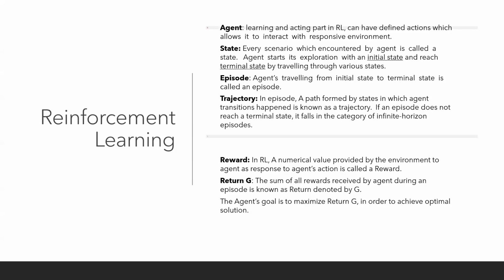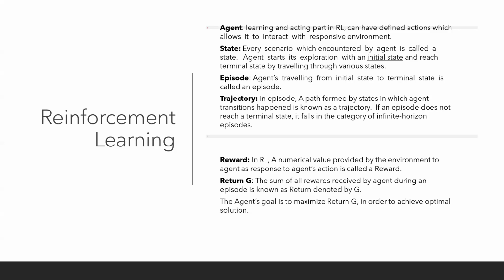And return is the sum of all rewards received by the agent during an episode. In each episode, the agent encounters some states, performs some actions in particular states, and gets the reward. But at the end of the episode, we consider the return, and the term is G. I will explain it in the next slides. So particularly, return G is the total sum of rewards received by the agent during an episode.